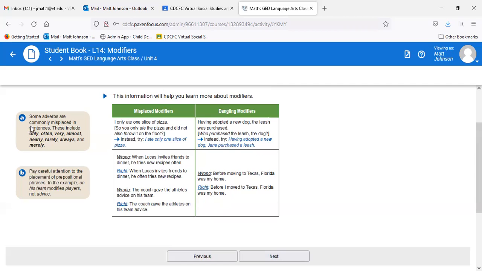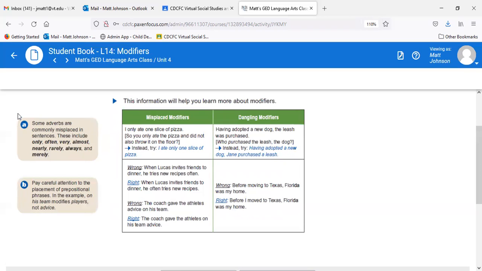And our information on the side: some adverbs are commonly misplaced in sentences. These include only, often, very, almost, nearly, rarely, always, and merely. So anytime we encounter those words, or you're going to use those words, you want to be careful where you're putting them in the sentence.